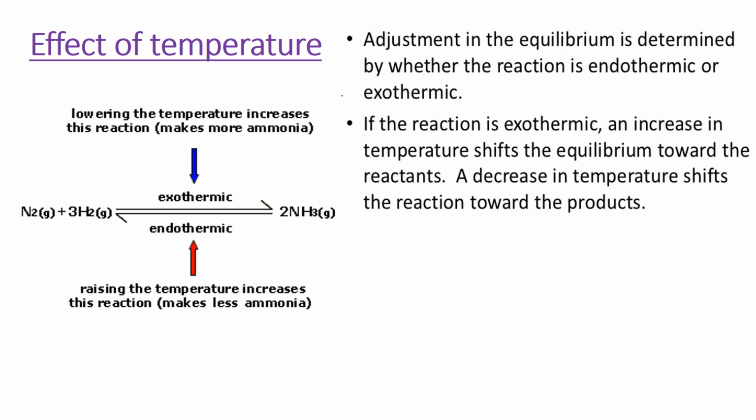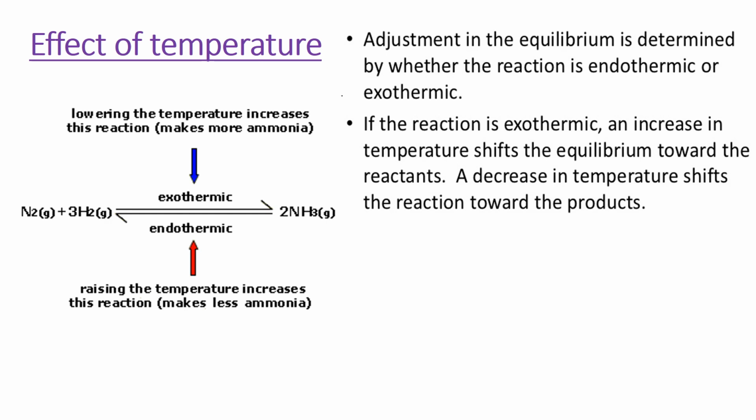So like this is exothermic. If we increase the temperature, it will shift the equilibrium left to the reactants, because these are the reactants. And if we decrease the temperature, it will shift the reaction towards the products. So what's happening here is, it's exothermic from reactants to products and endothermic from products to reactants.